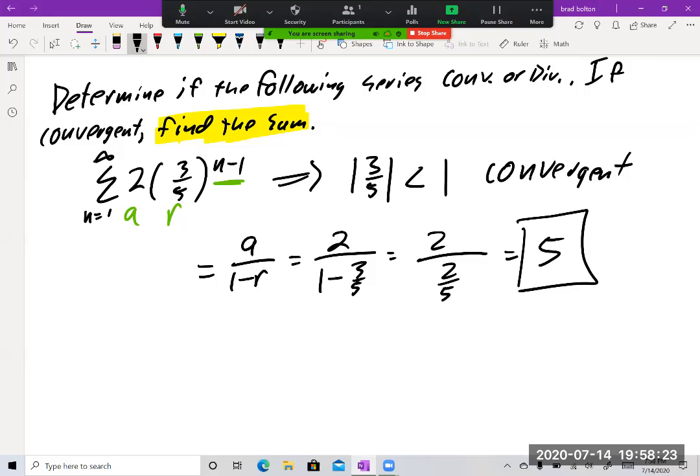So we were able to not only tell it's convergent, but to actually find the sum. I know right now it doesn't seem like a big deal, but that is rare in this chapter. It is rare to find the actual sum, okay? So let me have you try one on your own.